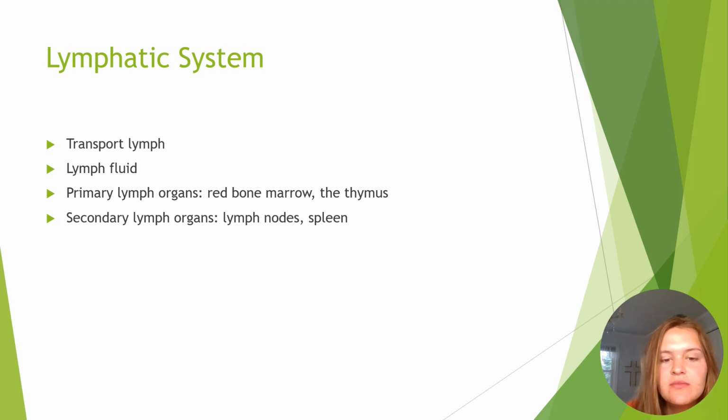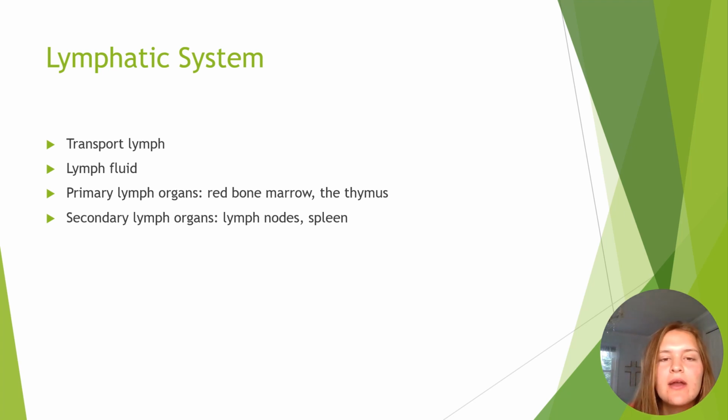Okay, so the first system that plays a crucial role in host defenses is your lymphatic system. So they have many different roles. They transport lymph. It includes lymph fluid and your primary and secondary lymph organs. So first off, they transport the lymph through many capillaries and vessels. Then you have your lymph fluid, and this carries white blood cells around the body.